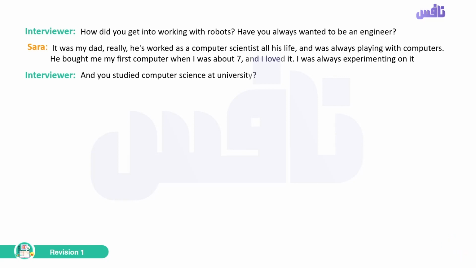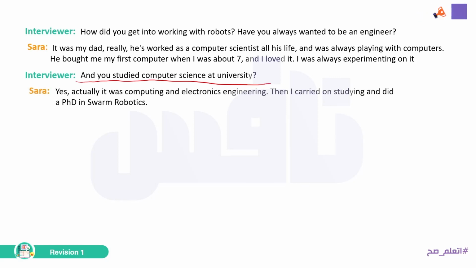The interviewer said to her: and you studied computer science at university. Of course, it's not the traditional structure of a question, as we said before, but the interviewer gave it the intonation of a question, the question intonation, so it became a question. And you studied computer science at university. This is the question intonation. Sarah replied: yes, actually it was computing and electronics engineering.